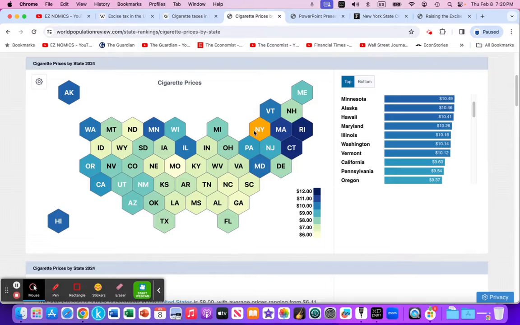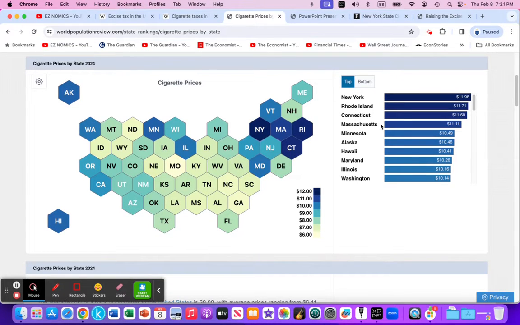Again, in this video, we're going to look at the state of New York, and I've chosen the state of New York for a reason. It has the highest tax on a pack of cigarettes in the US. Here we can see that the price of a pack of cigarettes is $11.96. So I'm going to use $12 as our real value within the model, just to round it up to 12. And then the next state with the highest price per pack is Rhode Island at 11.71.